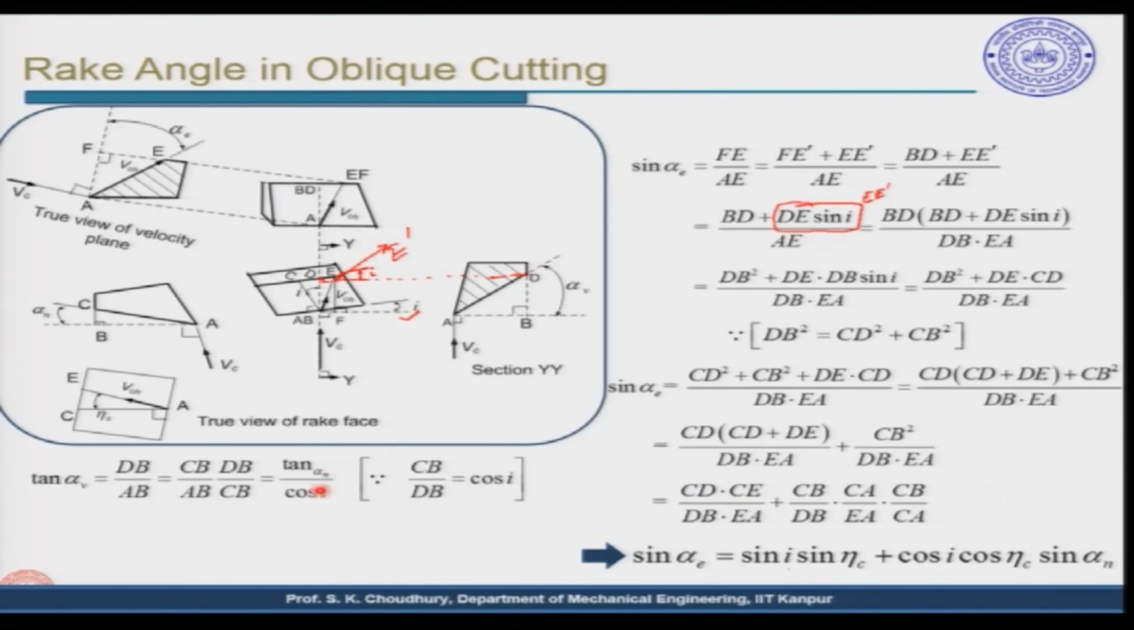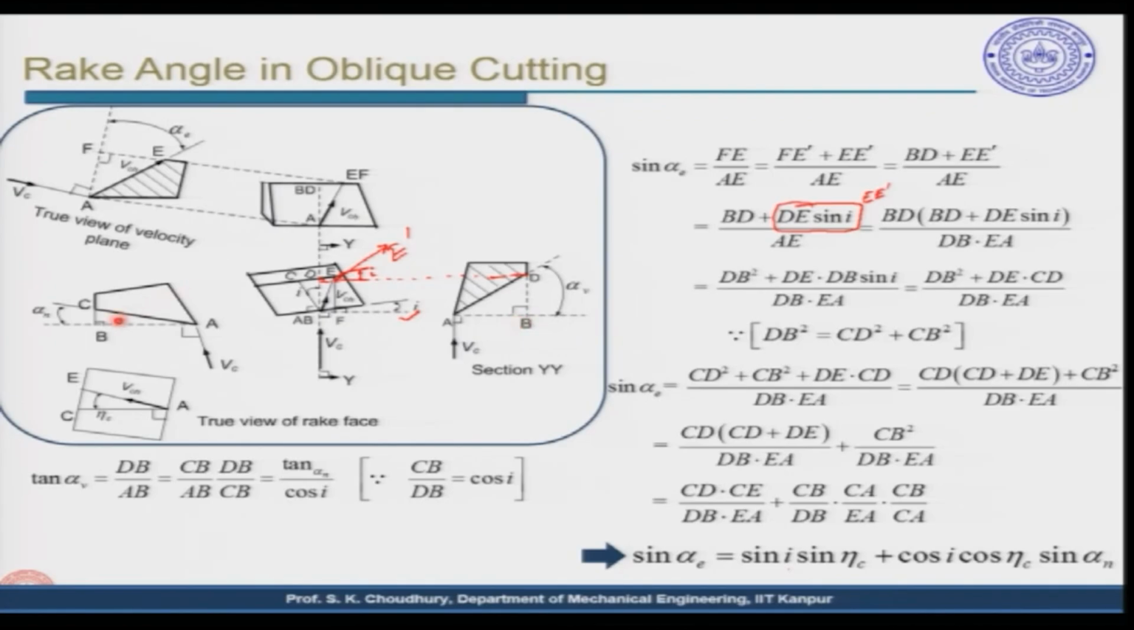Therefore, tan alpha v can be expressed as tan alpha n divided by cos of I, the inclination angle. So, overall you have to represent the tool in oblique cutting in this way. It is different because the tool inclination angle is there, and we can find the relationship between the angles through the geometry, and the geometry is simple once you understand the diagram, how these angles are derived, particularly these three angles.